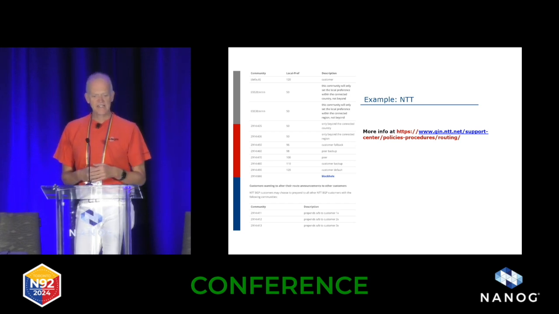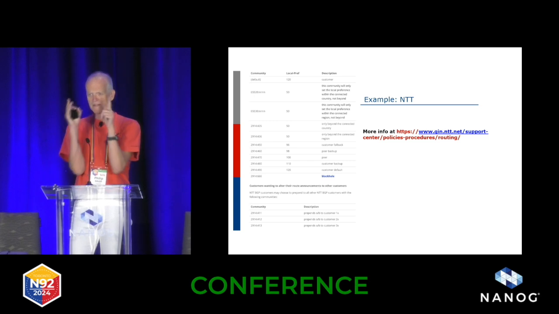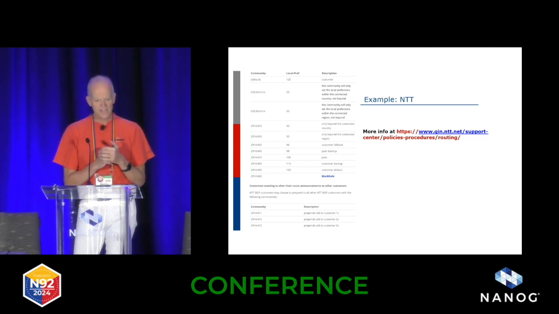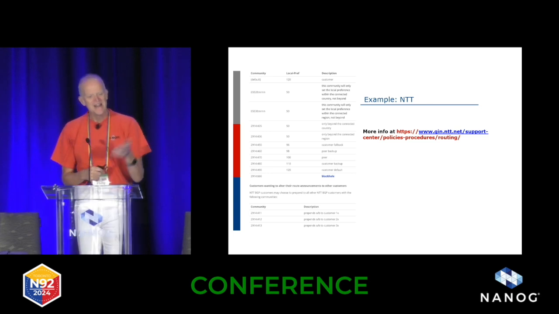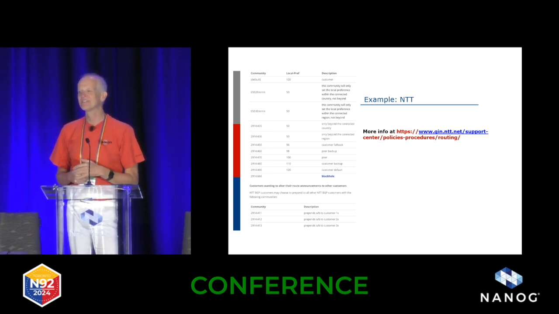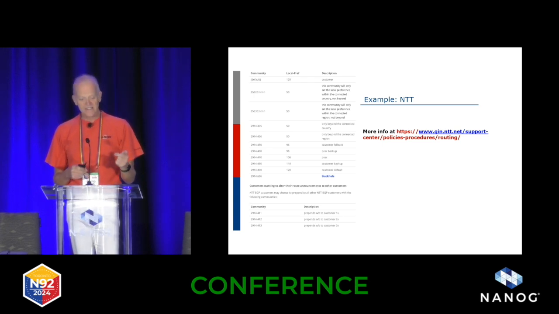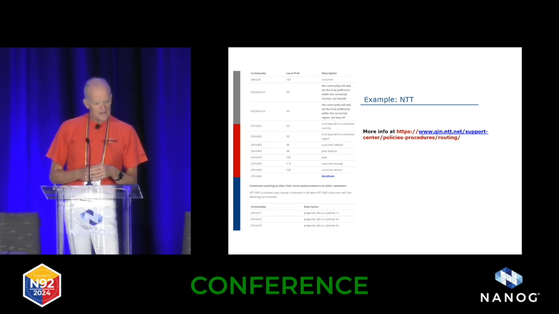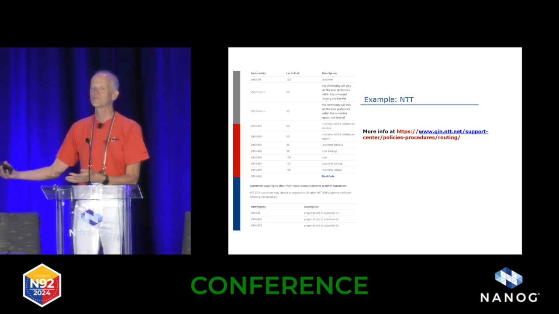This is NTT's example. In recent years, they keep changing the URL. It used to be a nice short URL, but for some reason, it just seemed to get longer and longer, and the website gets fancier and fancier. But if you look at the type of communities listed there, you can see what they're doing. 2914:666 is the RTBH community. And they've got various other ones, and you go through that list, they'll tag where the prefix entered the network.